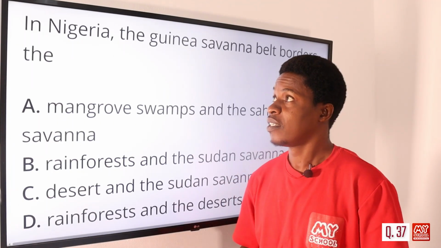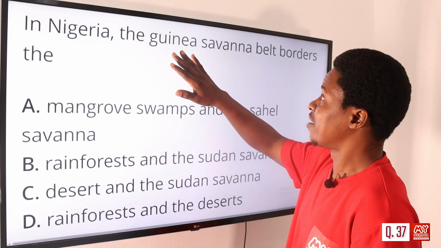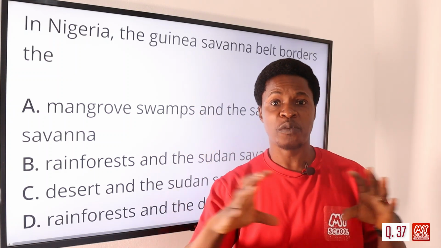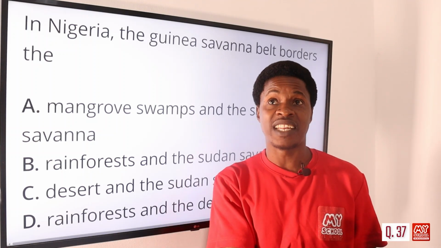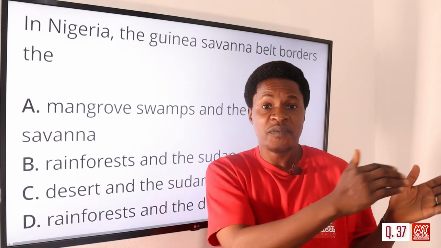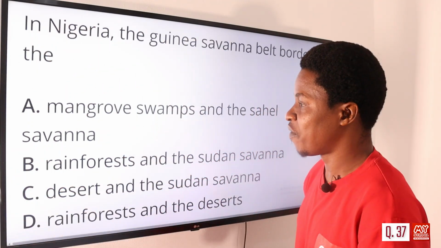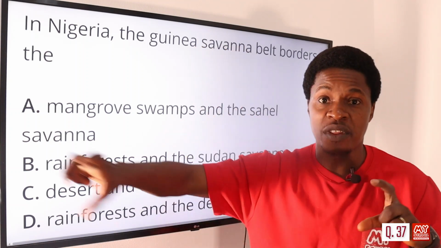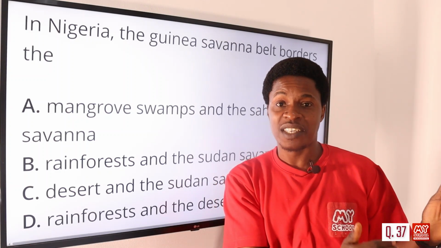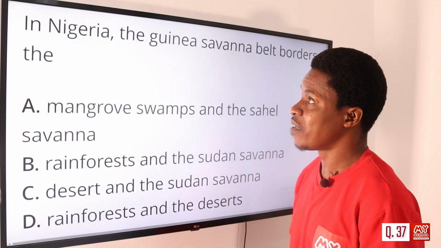Question number 37. In Nigeria, the Guinea savanna belt borders the what? Usually we talk about the Guinea savanna belt that cuts across a larger part of the middle part of Nigeria. It's an ecological transitional zone that moves across from the south. We talk about the rainforest from the south and then it cuts across to the northern part of the Sudan savanna. That is where the Guinea savanna belt actually borders. That's where we have it in Nigeria.